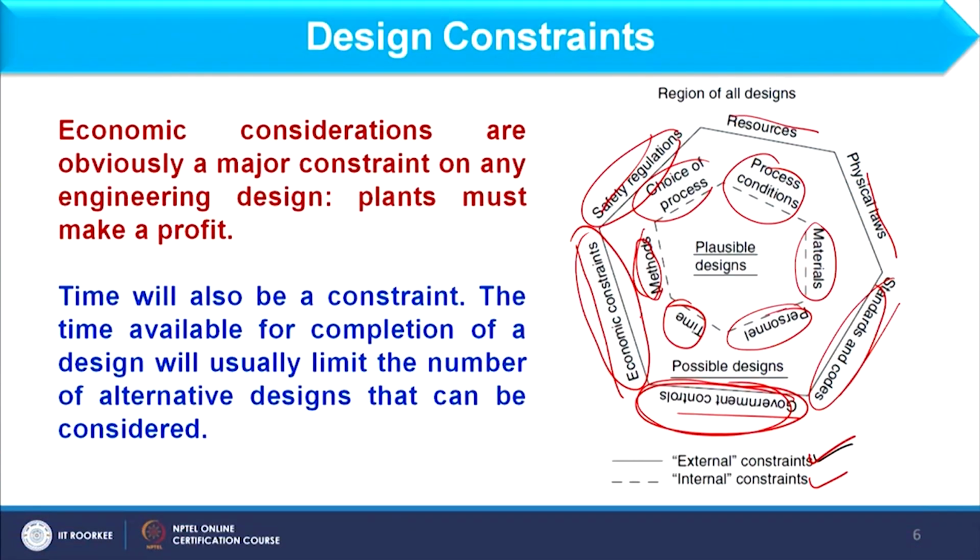Now, as far as external constraint is concerned, the most important constraint is the economic constraint, because everything will depend on that. Unless I am getting proper profit, I will not make a product, I will not install a chemical plant, and so I will not design. And as far as internal constraint is concerned, time is very important, because he has to give the product in a definite time. So, these are basically the design constraints.